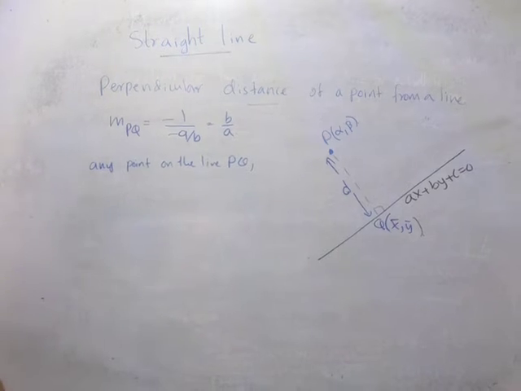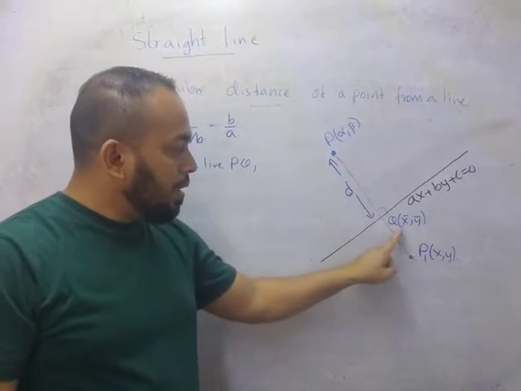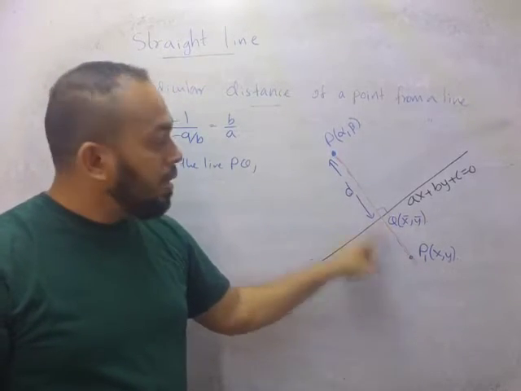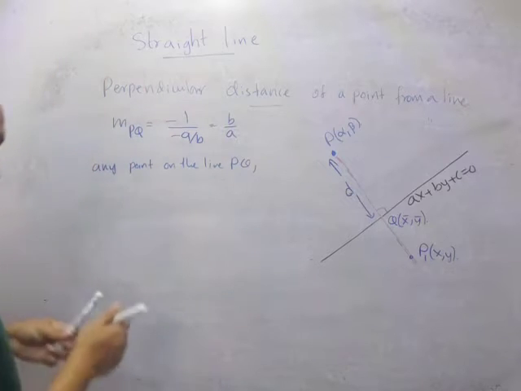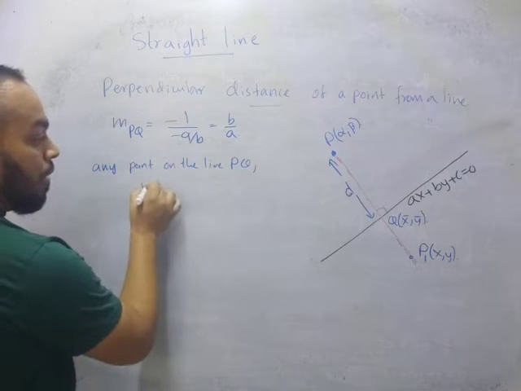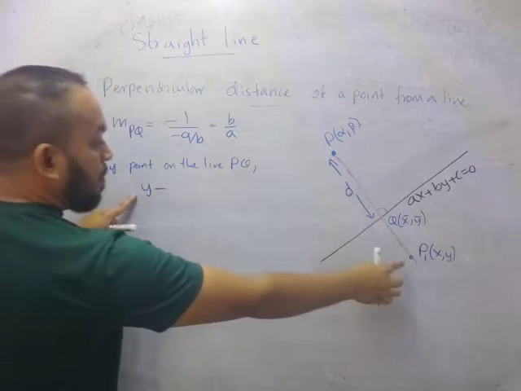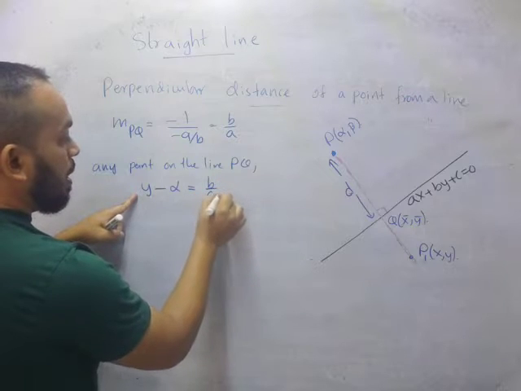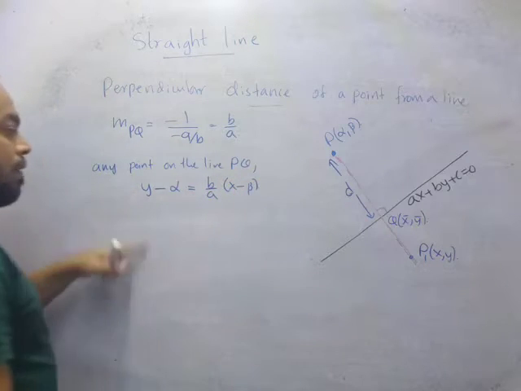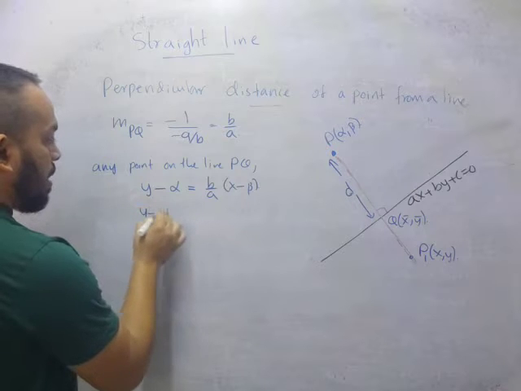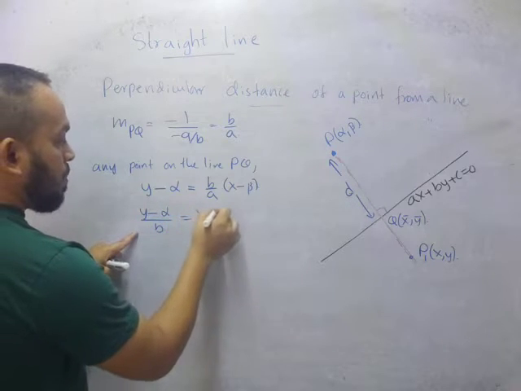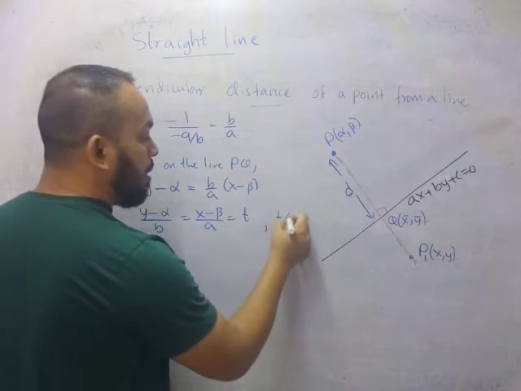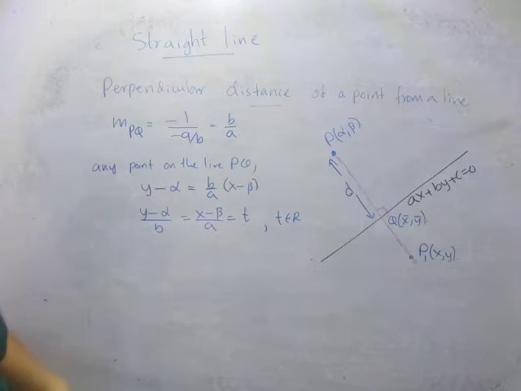Right, so I made a small change here. Let me put the point Q here, and another point P1, which is a movable point on this line PQ. We can write this as: y minus alpha equals B divided by A, the gradient, times x minus beta. Now let's write it in parametric form. y minus alpha divided by B equals x minus beta divided by A, which must be equal to T, where T is a parameter. You can just say T is a real number.